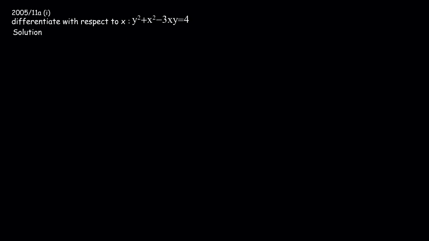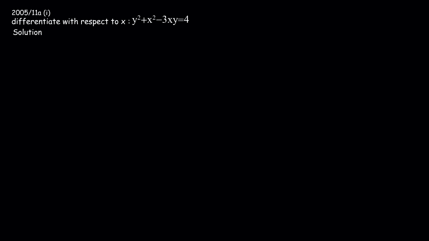We have another example from 2005 that states: differentiate with respect to x, y squared plus x squared minus 3xy is equals to 4. As usual, we are going to be differentiating each of the constituents individually. We are starting with y squared, then we are going to be differentiating x squared, then 3xy, then 4.